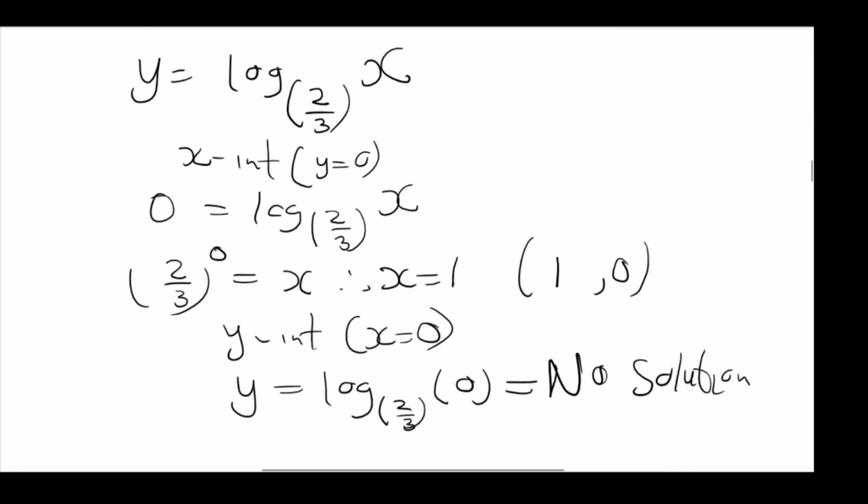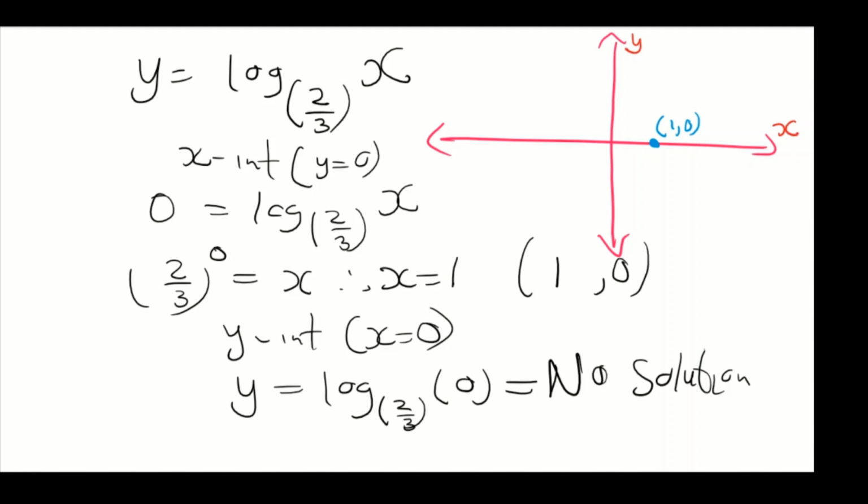So to draw this function, let's say we draw it here at the corner, it's going to look like this. Our x-intercept is (1, 0), which is somewhere here. If we label, this is going to be your y-axis and this is going to be your x-axis.